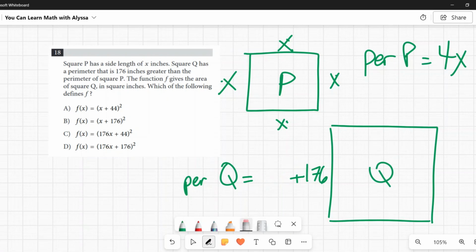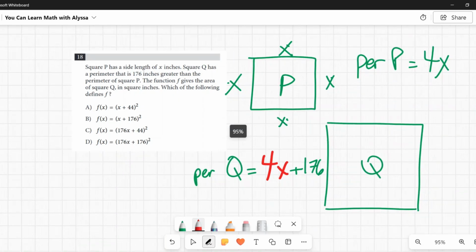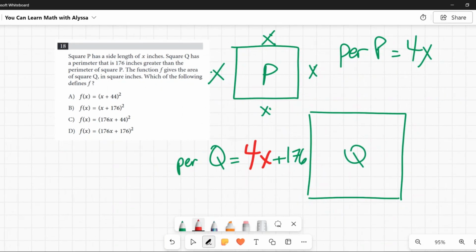So I'm going to go down here and write that. Right down here, it is 4x. So the perimeter of Q is 4x plus 176. Now it's a square, so I know there's 4 x's and then there's that 176 extra. So I've got my 4 x's, one on each side. That takes care of that.